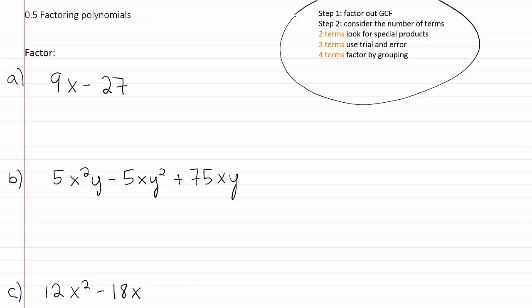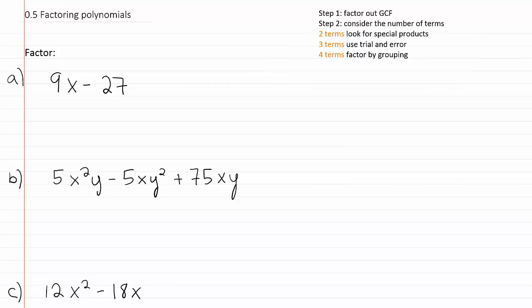If you're looking at 3 terms, you're basically looking at factoring trinomials, and you're talking about something that's pretty much akin to trial and error. And then if you have a 4-term polynomial, you factor by grouping. All right, so with that in mind, let's go ahead and factor these 3 polynomials.